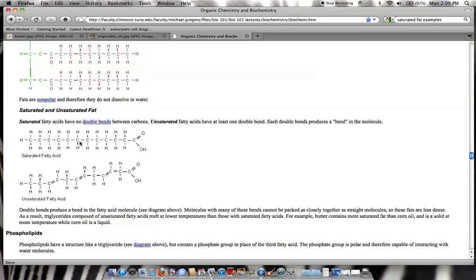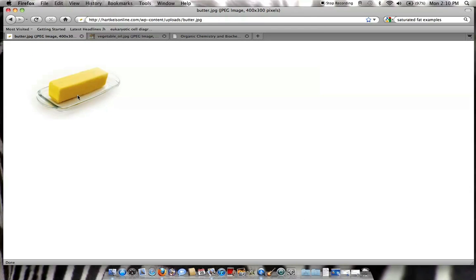Alright, it all starts with the chemical structure. So a saturated fatty acid has no double bonds connecting carbon to carbon atoms. And if we have that molecular structure, we then have a solid at room temperature. Butter, lard, Crisco, alright? All of those are solid at room temperature.